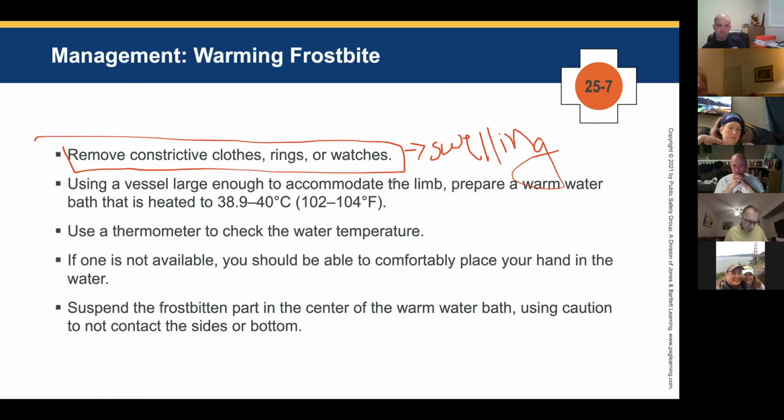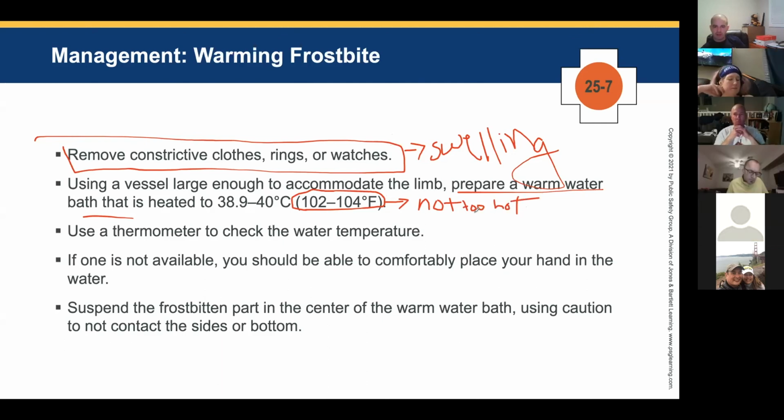All right. So to rewarm, we're going to prepare a warm water bath, and we want to heat that to 102 to 104. You'll notice that is just above body temperature, so we're not heating too much. What can happen if we use too hot of water? Burns. Yeah, not too hot because of burns.